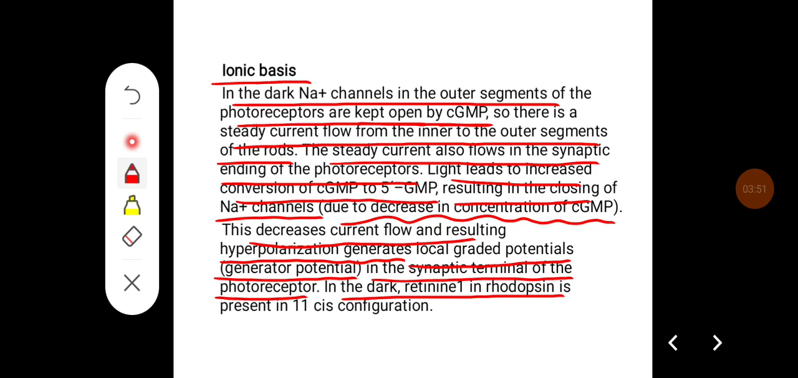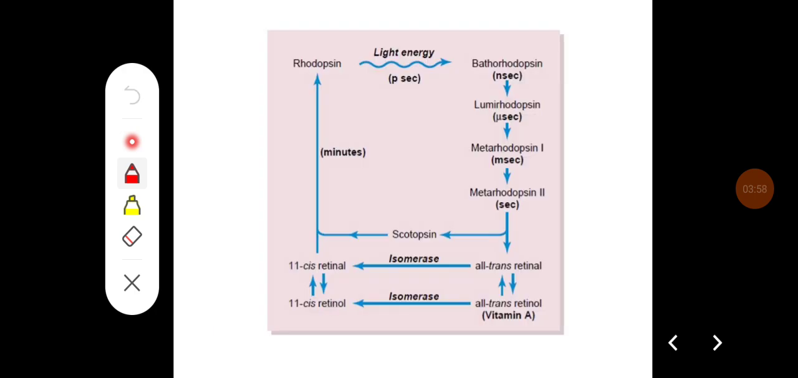Note that in the dark, retinal in rhodopsin is present in the 11-cis configuration. You can see that when light falls on rhodopsin, it gets converted into bathorhodopsin, lumirhodopsin, metarhodopsin 1, 2, then gets converted into all-trans retinal and scotopsin. And in the dark, the scotopsin is going to bind to the 11-cis retinal, which is activated from all-trans retinal, to form rhodopsin.